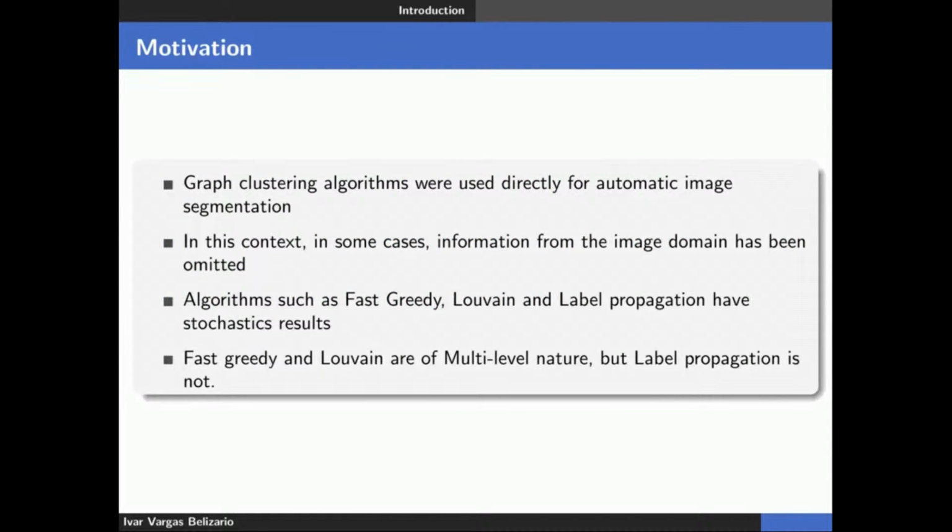Graph clustering algorithms were used directly for automatic image segmentation. In this context, in some cases, information from the image domain has been omitted. Algorithms such as fast greedy, Louvain, and label propagation have stochastic results. This does not allow the reproduction of segmentation results. Fast greedy and Louvain are of multi-level nature, but label propagation is not. The multi-level strategy is useful for handling large graphs.